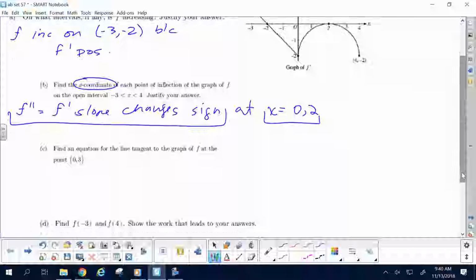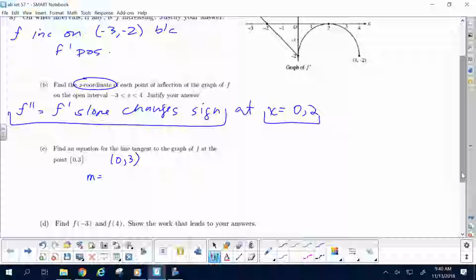Okay. C, find the equation of the tangent line. What are the three parts to doing a tangent line problem? The point, slope, and then point slope. So what's the point? 0, 3. That's given. The slope. You need to communicate where you're finding the slope. You can't just say m equals.